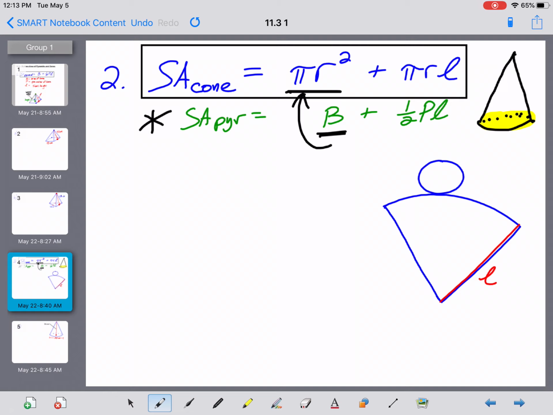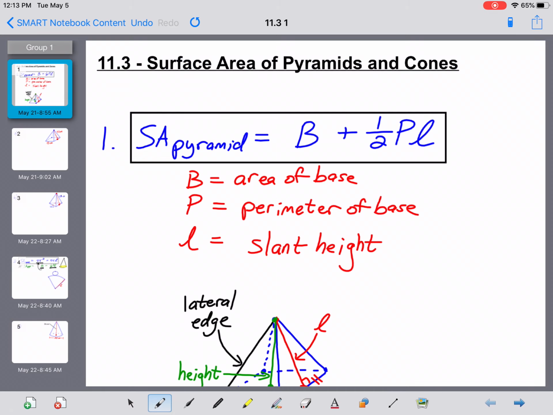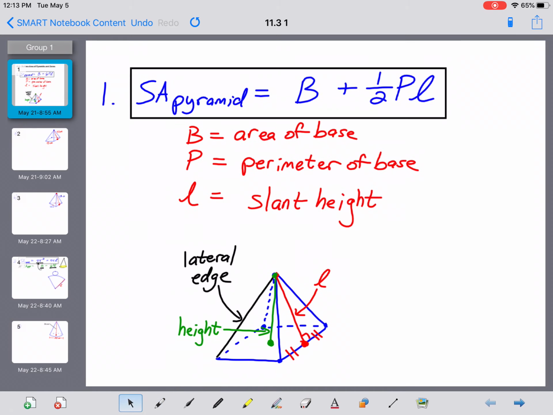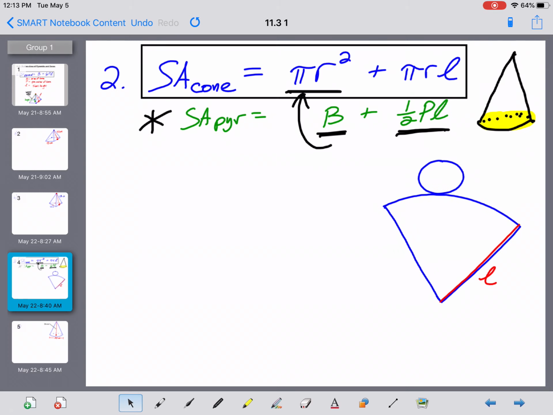And then this one's a little bit harder to see, but this 1/2 times P times cursive L, the slant height right here, gave us the area of the lateral faces of a pyramid. Like for example, in this one, we had 4 particular triangles going up from the square base to this peak up here on the top. Well, that formula still applies when we're talking about a cone, but that's not one that people see quite as much.